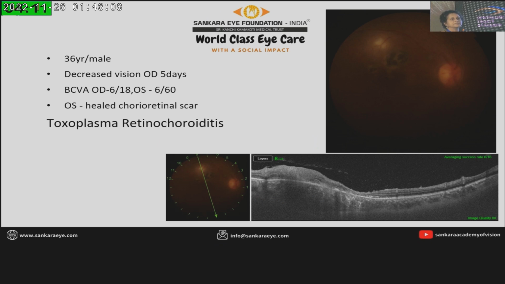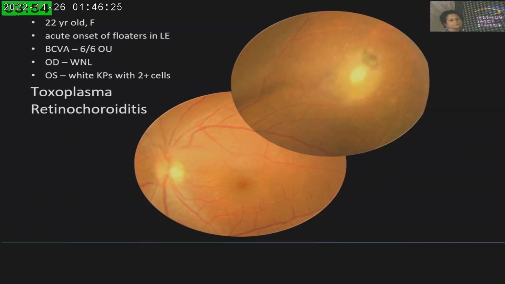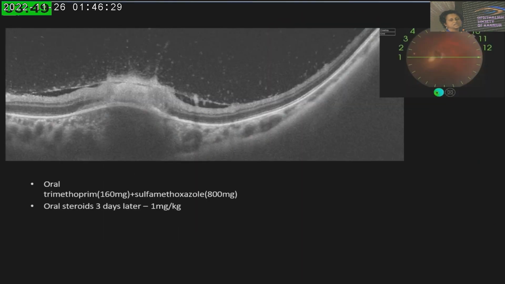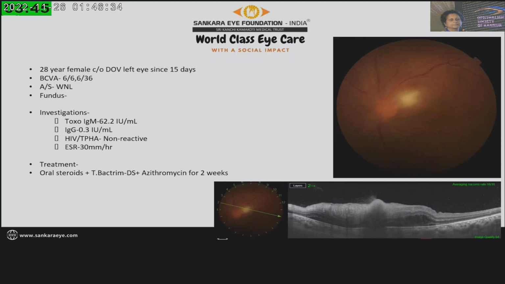Yes, because sometimes the inflammation is so severe, you have to bring it down, because sometimes the antibiotics don't help. So you have to treat with the anti-toxo treatment along with oral steroids, and of course the dictum is start the oral steroids first and later the antibiotics, not first the antibiotics and later the oral steroids. So this is a follow-up of the patient. This is another patient of toxoplasma retinochoroiditis. You can see the active lesions, the OCT showing the same, and this is post-treatment.